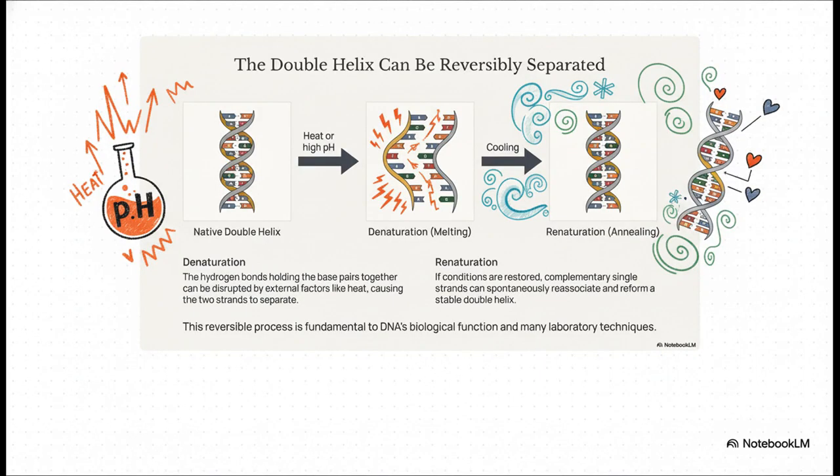Now, for all its stability, DNA can't be a locked-up vault. The information has to be accessible. So if you apply a little heat or change the pH, the two strands can be gently pulled apart, or denatured. Then, when conditions go back to normal, they can find their perfect partner and zip back together, or renature. This ability to unzip and rezip is absolutely fundamental for copying DNA and reading its code.